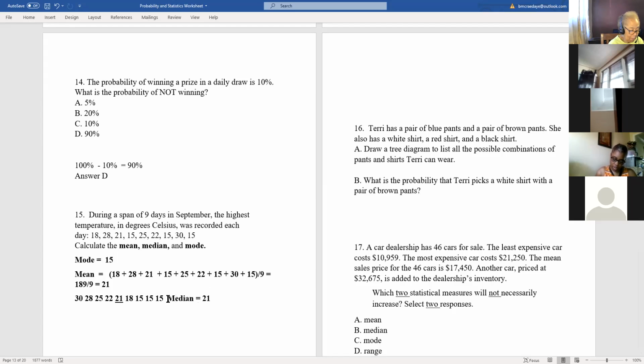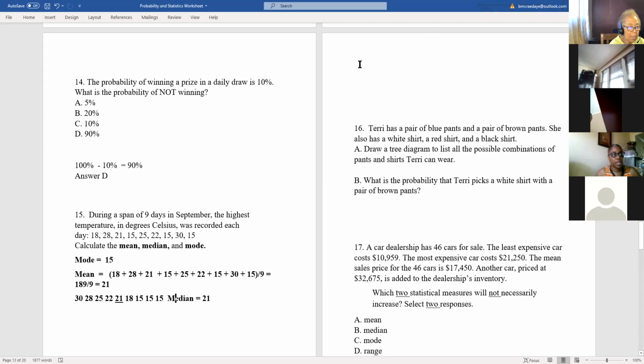Did everybody get that one? Median is in the middle. The mode is 15 because there are 3 15s. The median, the one in the middle, once you put them in order, is 21. The mean, add up all your scores, divide by 9, and you get 21. So those are your answers for number 15. Questions on 15? Okay, let's look at 16.